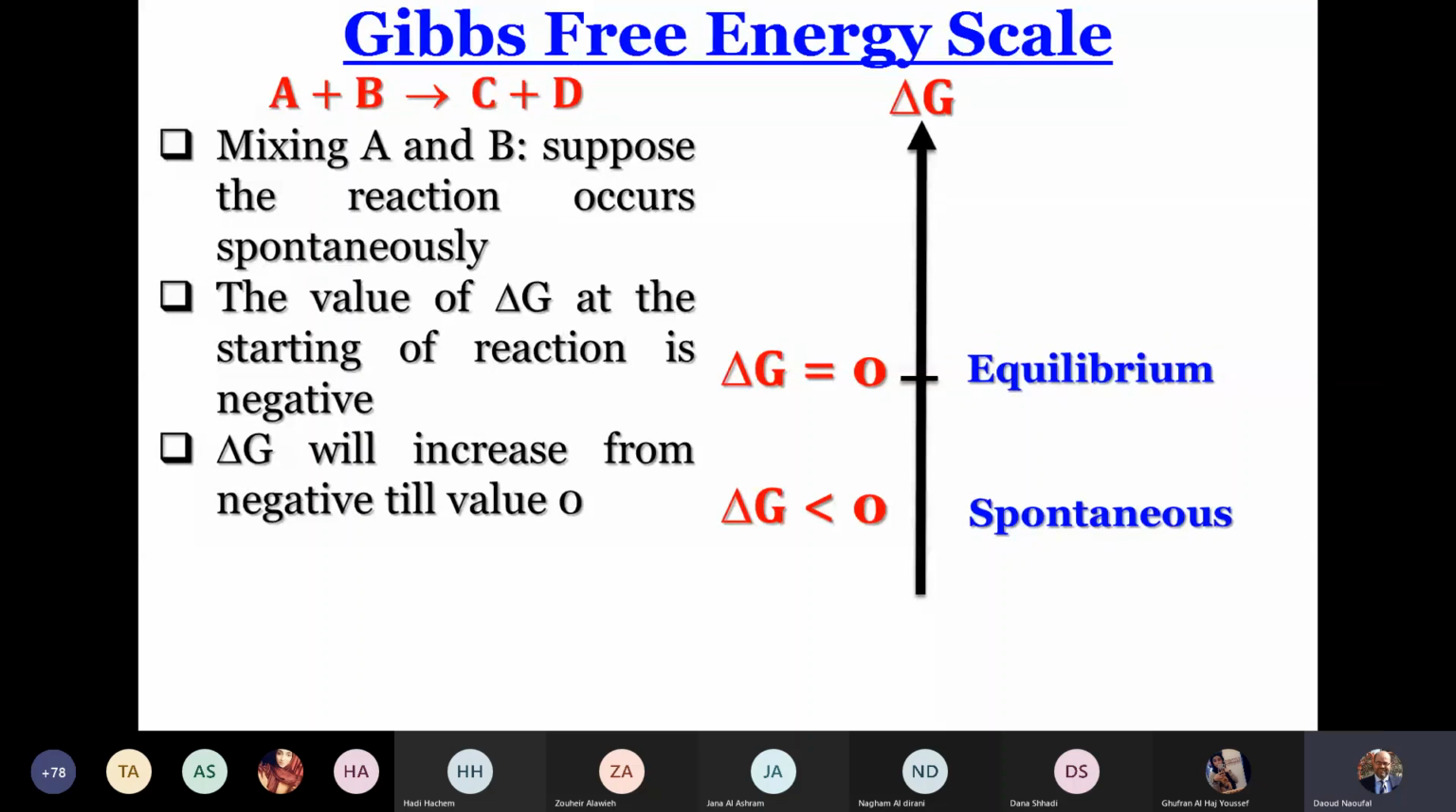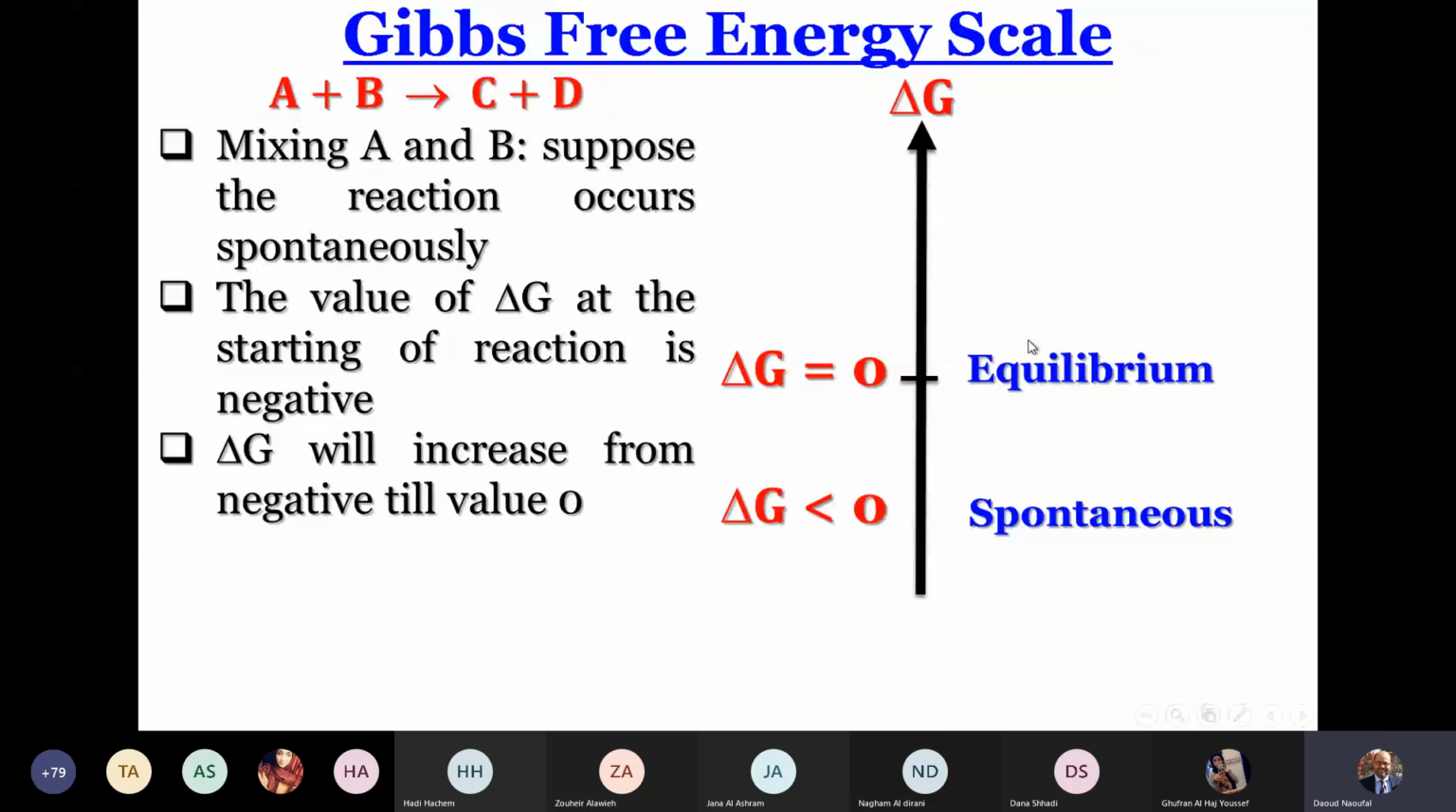In other words, when a reaction spontaneously starts, it will start with a negative delta G, and this delta G will increase with time according to the advancement of the reaction to reach the maximum value for it, which is delta G equals 0. So this reaction is at equilibrium. As a conclusion, delta G negative means spontaneous. When delta G of the reaction equals 0, the reaction is at equilibrium.